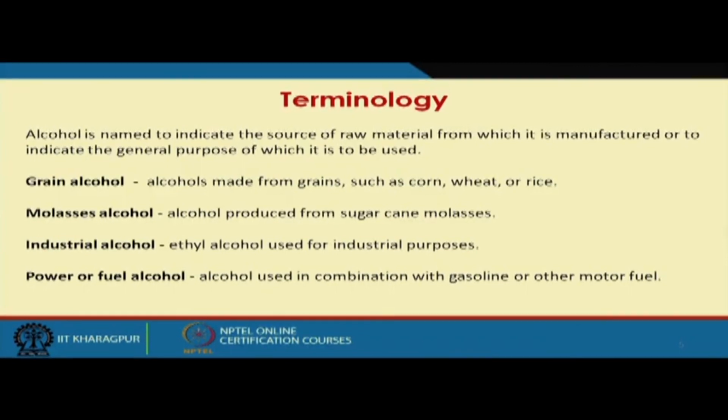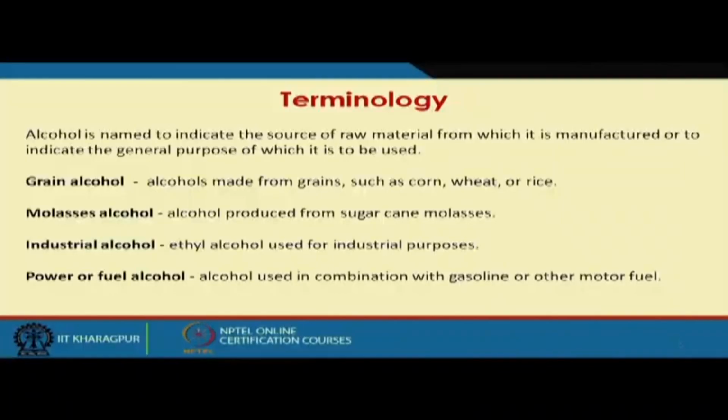Now for the terminology, we have different names for the different types of alcohol in the market: grain alcohol, molasses alcohol, industrial alcohol, and power alcohol. Power alcohol is very interesting nowadays. We have a lot of power shortage problems. The government is insisting on this because India has an acute shortage of petroleum, and whatever reserves we have are hardly enough for 30 years. So we mostly import crude petroleum from outside, which is very costly. So the government of India always encourages replacing 10 to 20% of gasoline by ethanol. When we use ethanol as a substitute for gasoline, we call it power alcohol.